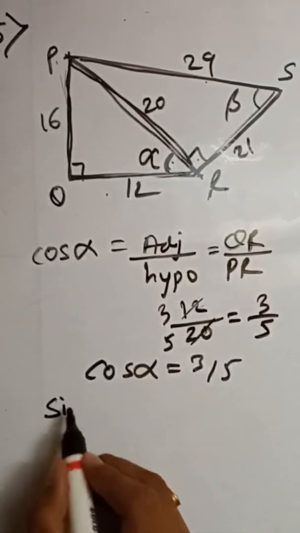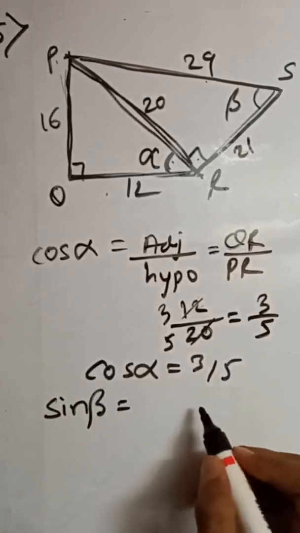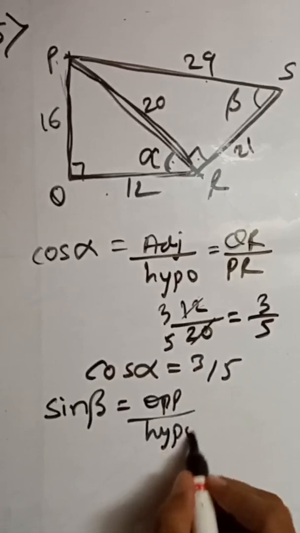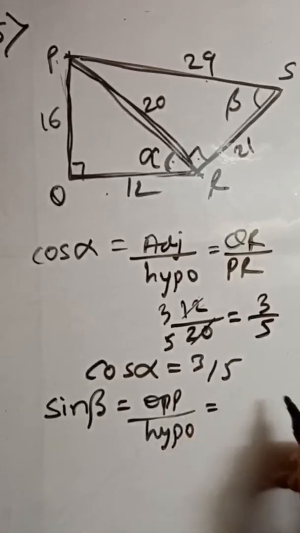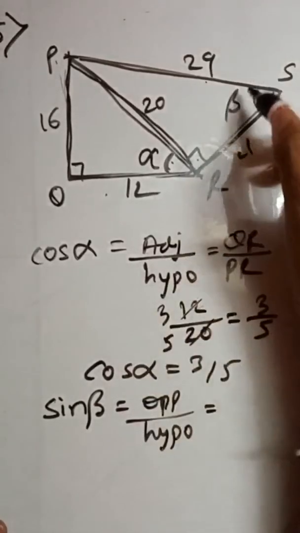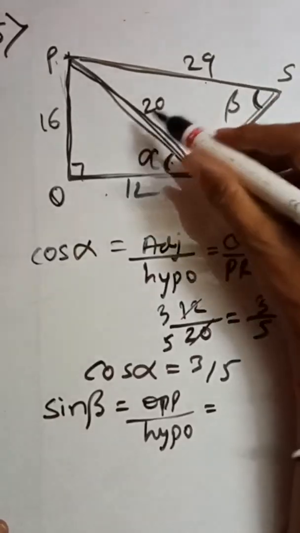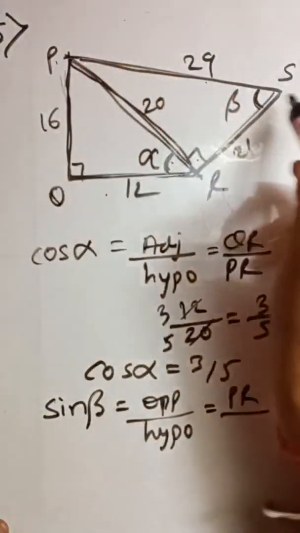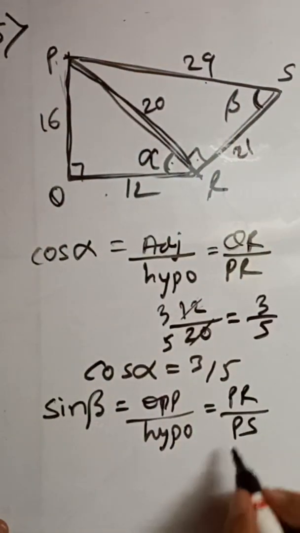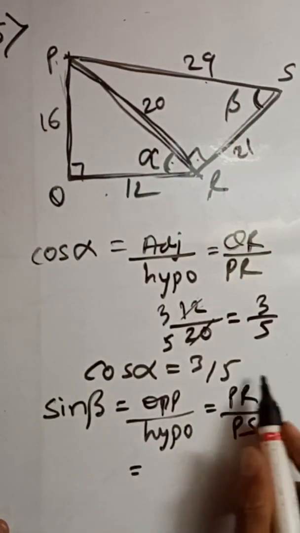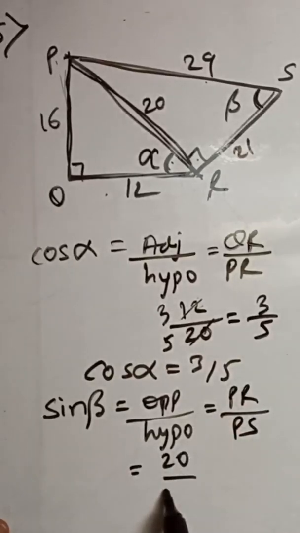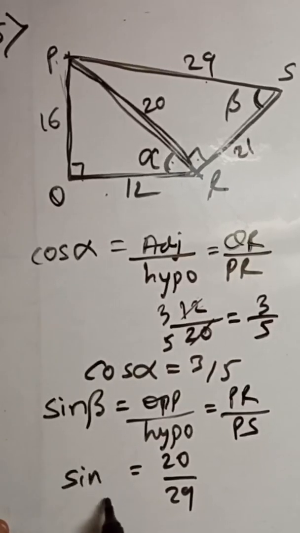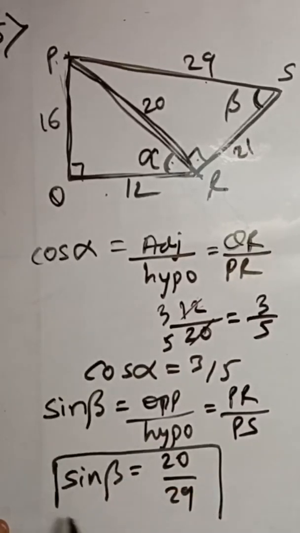Then we have to find sine beta. The formula for sine is opposite upon hypotenuse. So here is beta. What is opposite to beta? PR. And what is the hypotenuse? PS. So what is PR? 20. What is PS? 29. No cancellation is possible. So this is sine beta. Done.